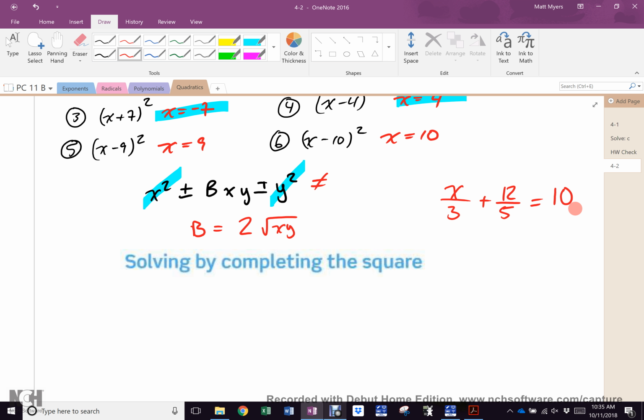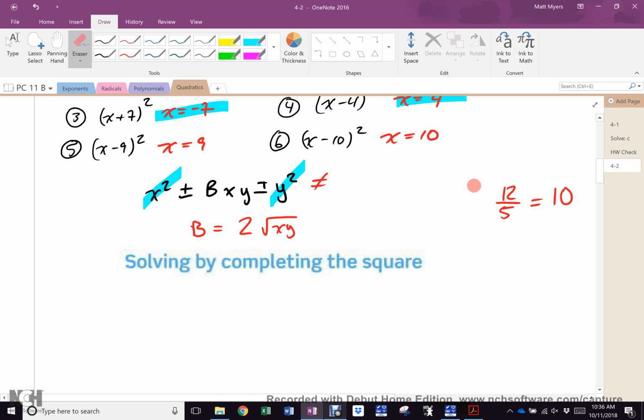You've got to do it to everything, right? So what would you do to make this tidy? You'd do some algebra. You don't like that 3? You'd multiply everything by what? 3. You don't like that 5? You multiply everything by what? 5. You could get rid of both of them by multiplying everything by what? 15. Is everybody cool? That's like grade 8 algebra, right?